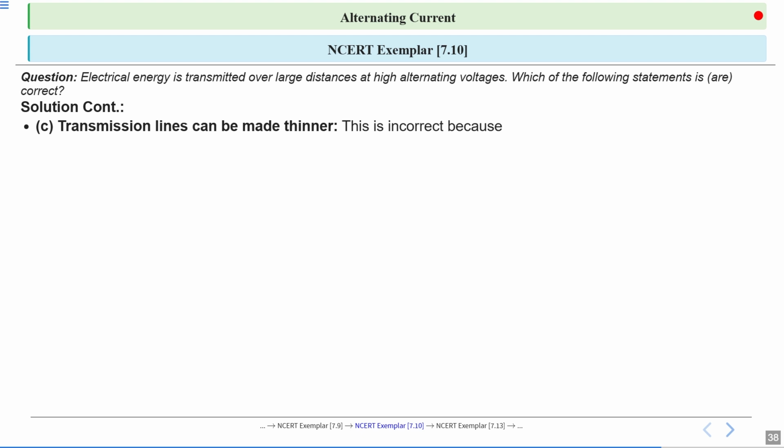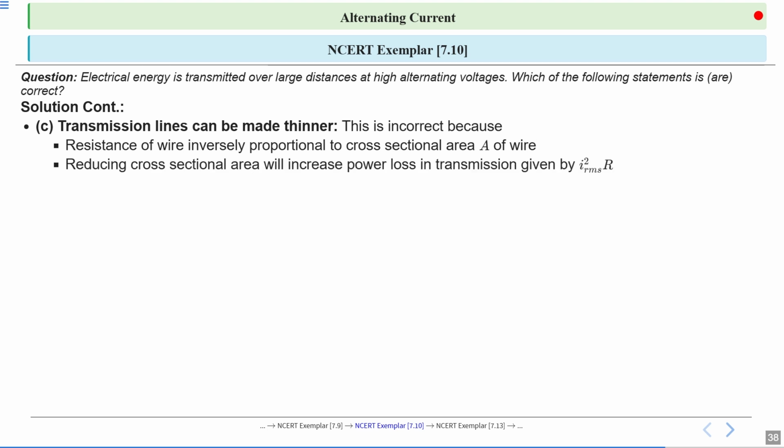Option C, transmission lines can be made thinner, is incorrect. Why? Because if we make the transmission line thinner, the area of cross section decreases. Resistance is inversely proportional to the area of cross section. If the area of cross section decreases, resistance will increase, due to which power loss will increase. Power loss is equal to I_RMS squared R. So the resistance of the wire is inversely proportional to the cross-sectional area A of the wire, and reducing the cross-sectional area will increase the power loss in the transmission lines given by I_RMS squared R. If R is increasing, power loss will increase.